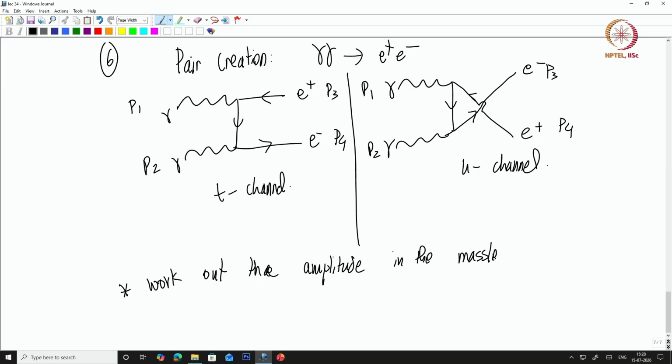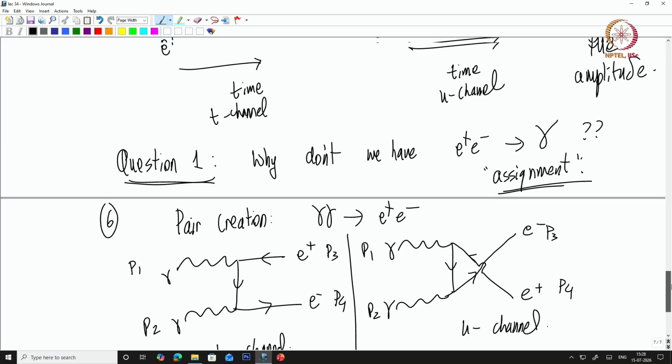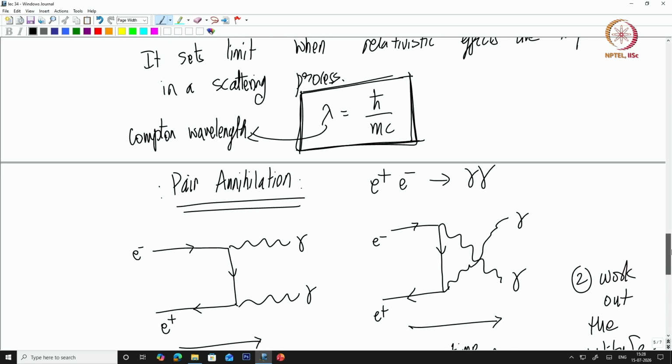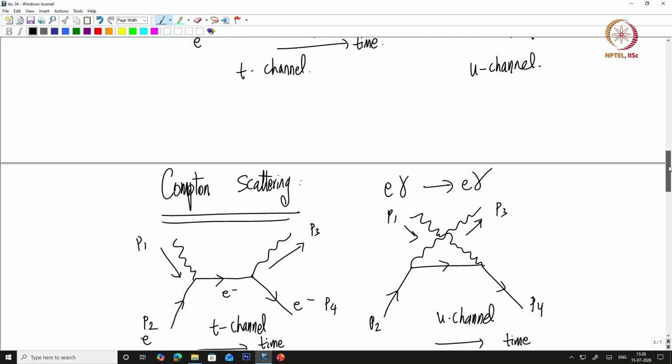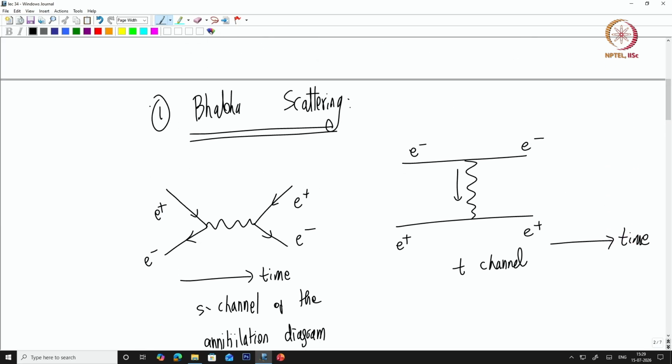The massless limit, which is essentially m equal to 0. So okay, good. Last time we were closing at the end, essentially talking about these main five to six processes which we will look into in QED.